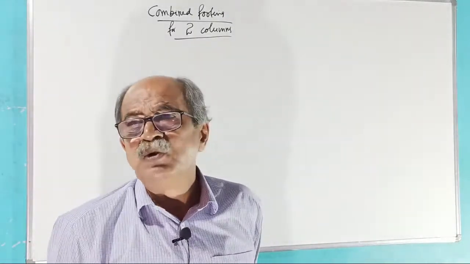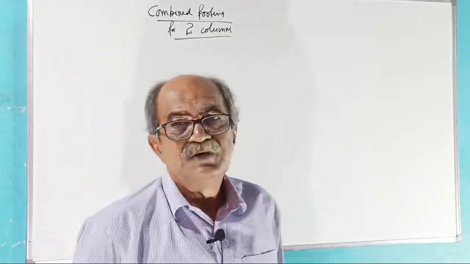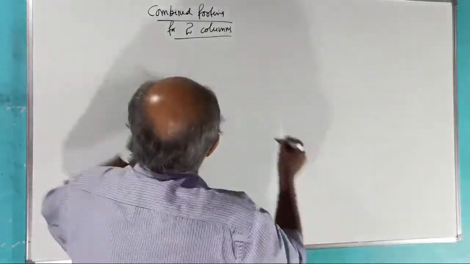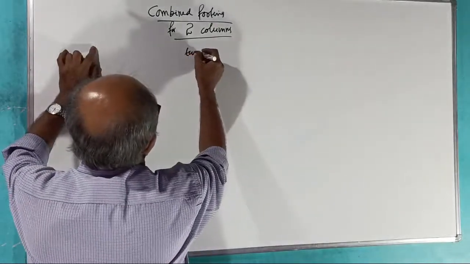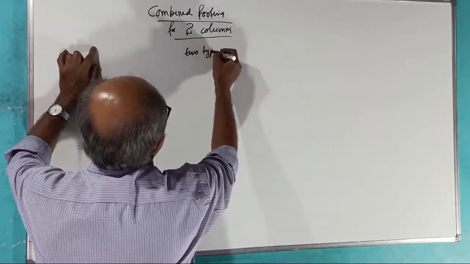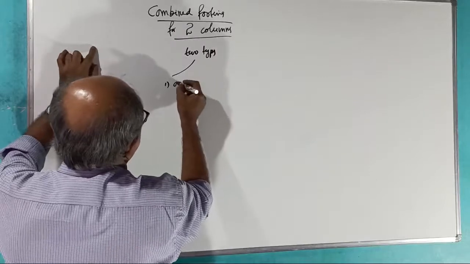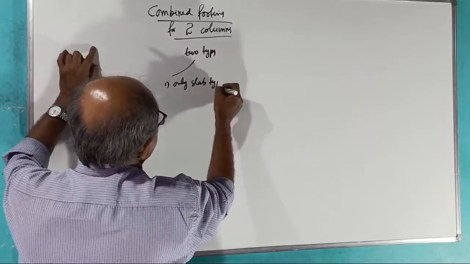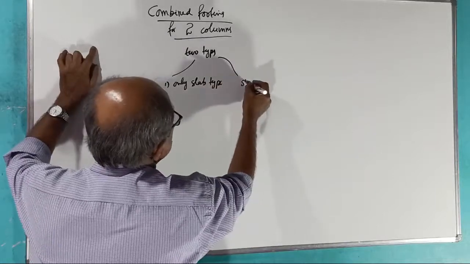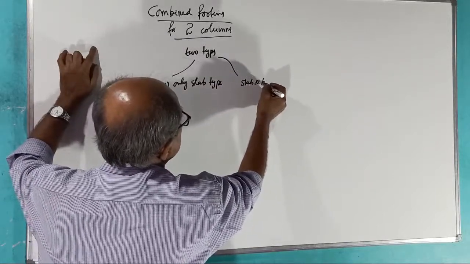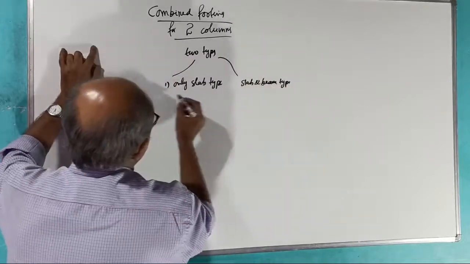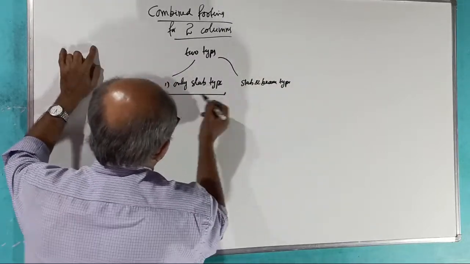Now, it is very important. See, there are 2 types of combined footings for the same 2 columns. One of them is only slab type. The second one is slab and beam type. Now, remember, at present, the most popular is only slab type.